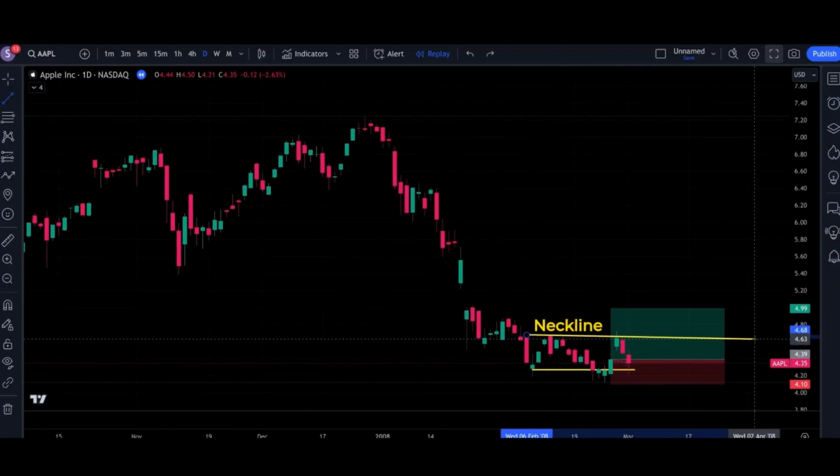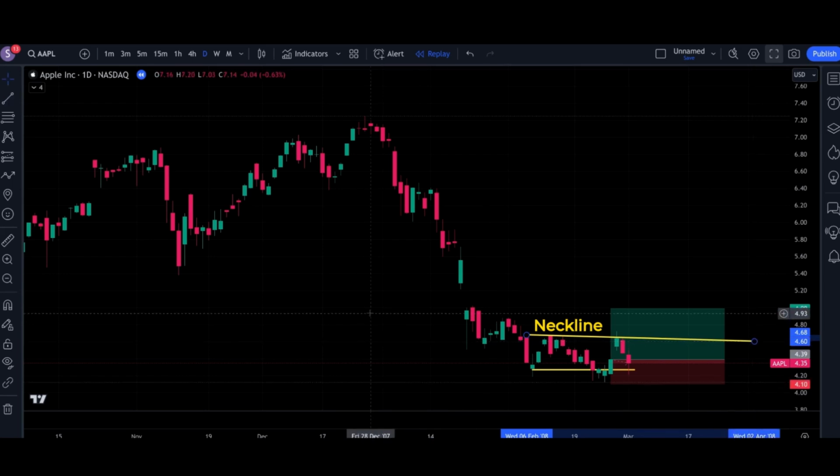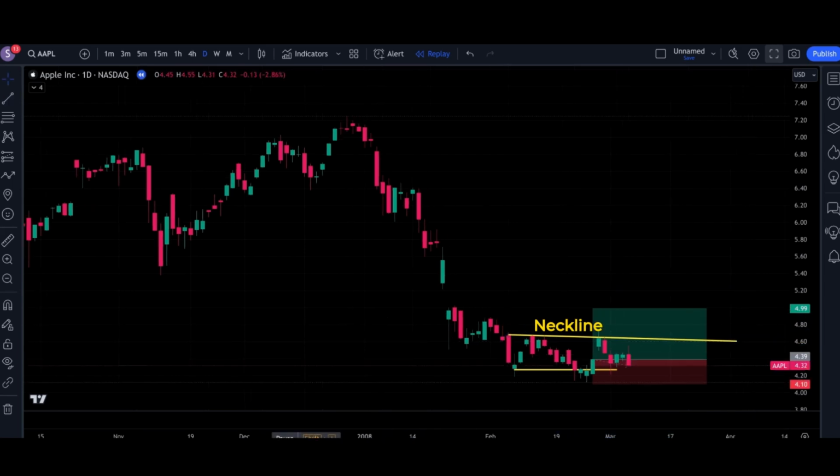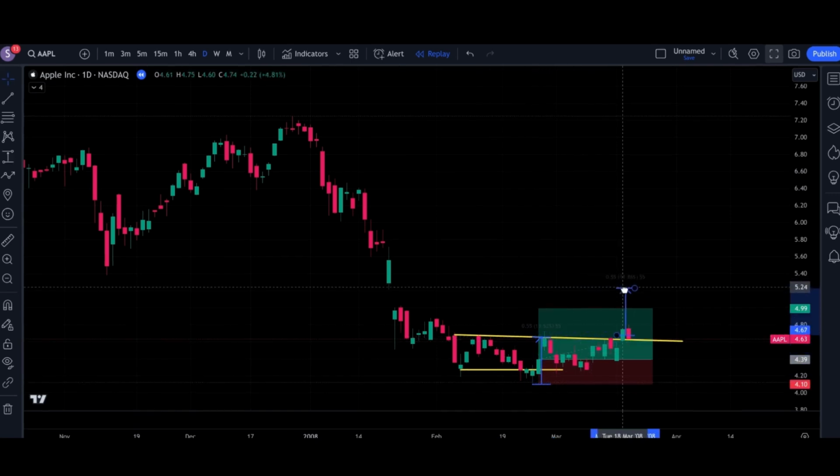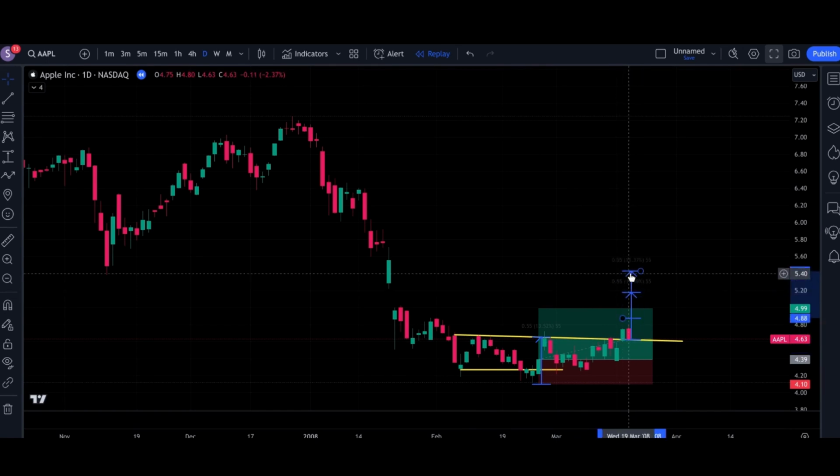Here is a neckline or resistance. If price breaks above it, then trend change is confirmed. Price closed above the neckline. This is my inverse head and shoulder confirmation. Left shoulder, head, right shoulder. Now I can use the amplitude from the tip of the head to the neckline to estimate profit target.